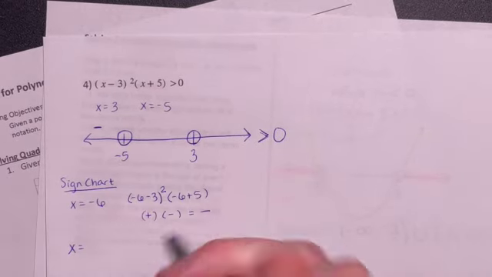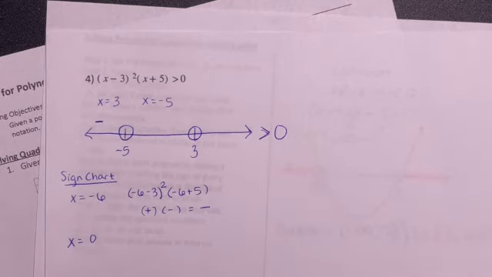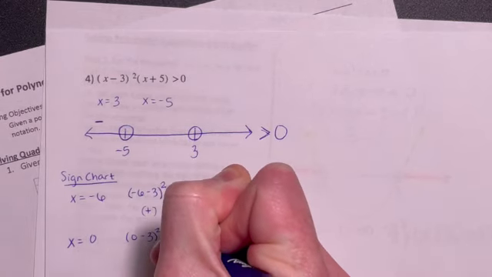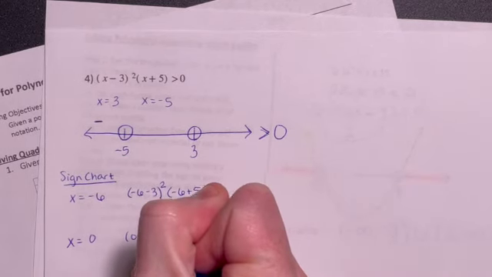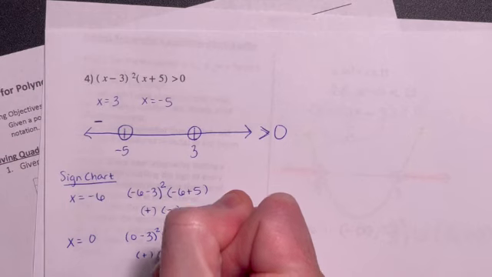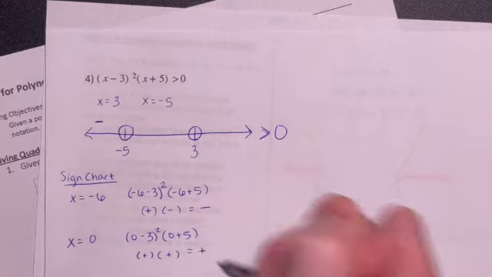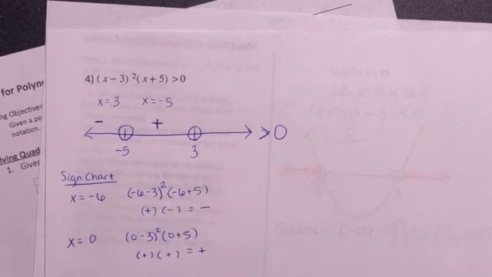Then we would have a number between -5 and 3. 0 is in that interval, but so is +1, so is -1, -2. There's so many that you could choose from, but I'm going to use when x is 0. So 0 minus 3 squared times 0 plus 5. Well, 0 minus 3 squared is positive because it's squared, and 0 plus 5 is still positive. So we get a positive times a positive, which is positive. That means any number in between -5 and +3 will have a positive output.